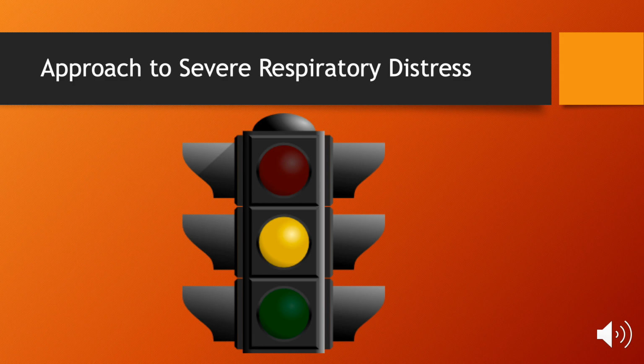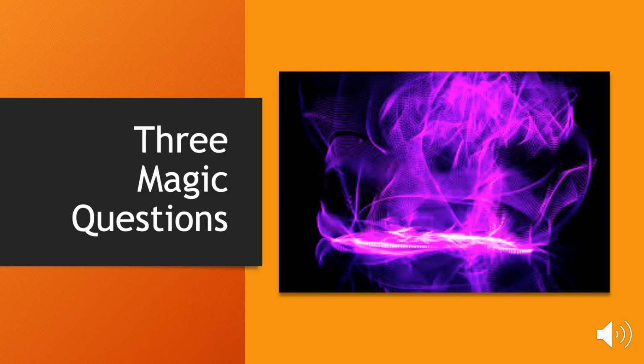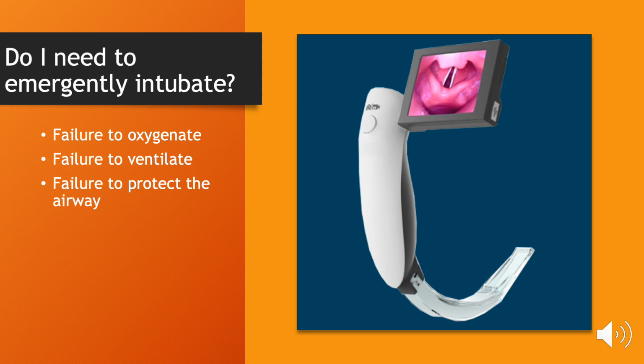So how do we approach the severe respiratory distress patient? Well, you ask the 3 magic questions, of course. The first question is, do I need to emergently intubate? The indications for this are failure to oxygenate, failure to ventilate, and failure to protect the airway. If you can't reverse any of these failures, this patient should be quickly intubated.